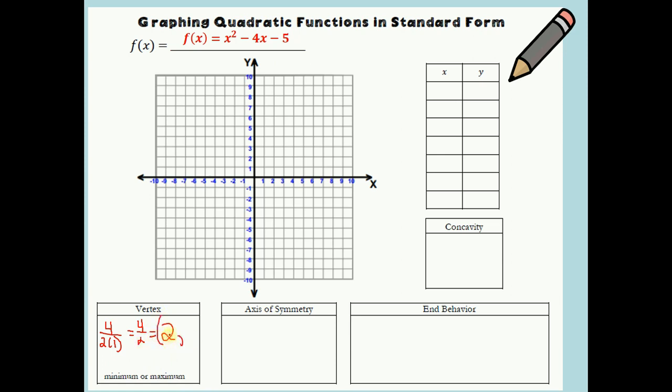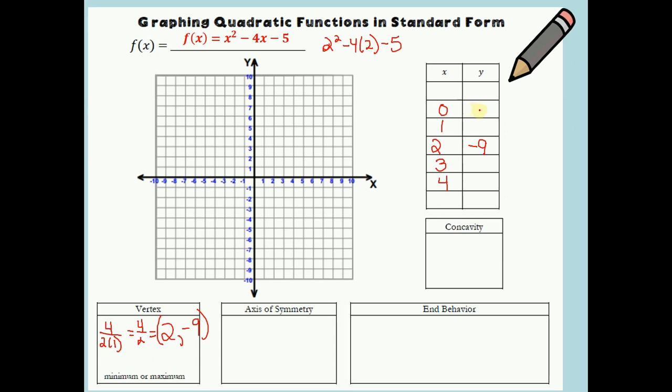To find my y value, I'm going to take that 2 and plug it into the equation up here. So I'm going to go 2 squared minus 4 times 2 minus 5. So 4 minus 8 minus 5, I get negative 9. So (2, negative 9) is my vertex. I'm going to put that in the middle of my chart here, 2, negative 9. And just like when we were doing absolute value tables, you're going to want to put some groupies around that too. So I'm going to put a 1 there, a 0, 3, and a 4.